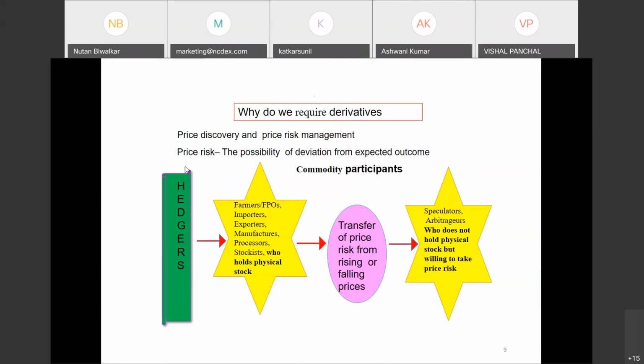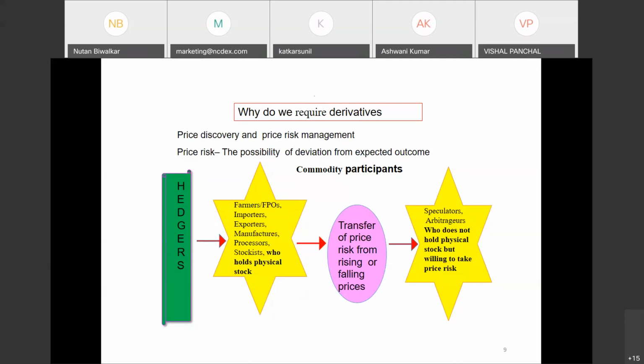Now, why do we require this derivatives market? Because this derivative market offers us two functions, that is price discovery and price risk management. As I told you, why we require derivatives? To manage price risk. And how to manage price risk? I'm coming to that. So what is price risk? This is a possibility of deviation from the expected outcome. This is what price risk is.